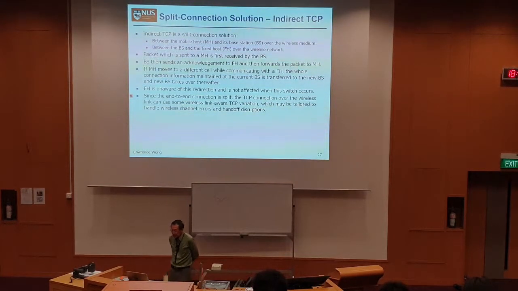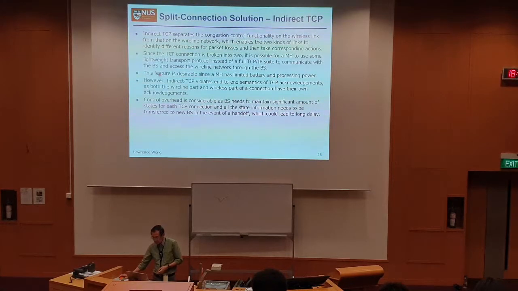However, the end-to-end connection is split. The TCP connection over the wireless link can use some wireless link-aware TCP, which need not be the same as the traditional TCP, and may be tailored to handle wireless channel errors and handoff disruptions. So what does that mean? Indirect TCP separates the congestion control functionality on the wireless link from that of the wired link, which enables the two kinds of links to identify different reasons for packet losses and then take corresponding action.